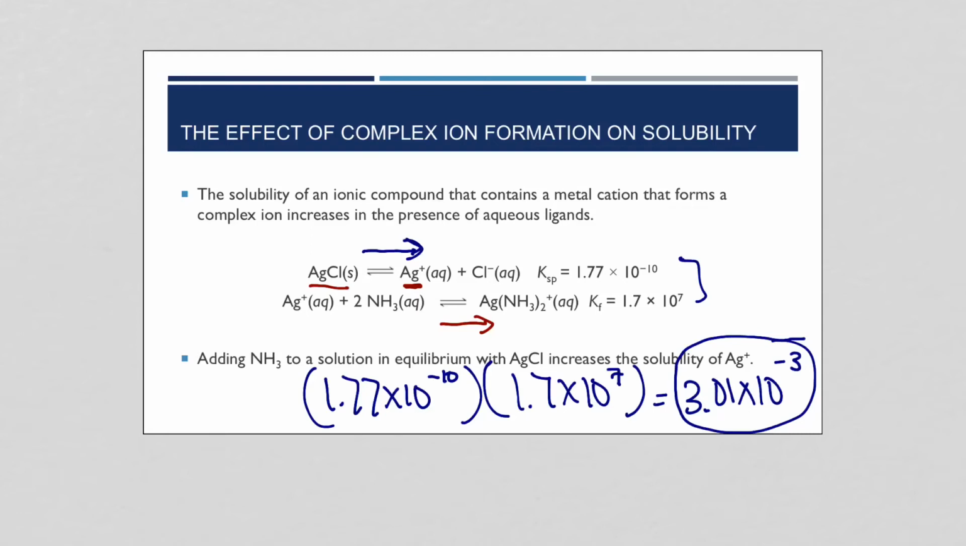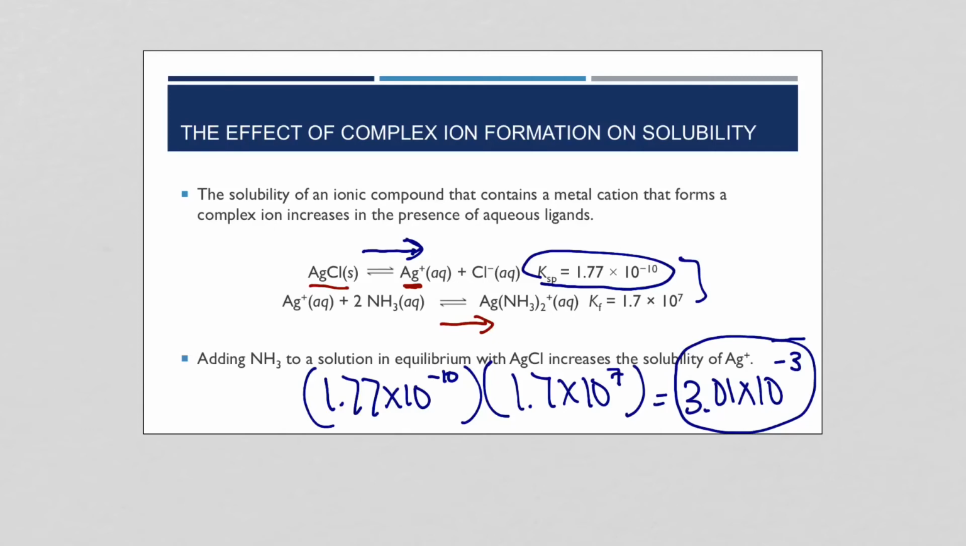So now I have an overall equilibrium that is more positive, or more product favored, if you will. It's bigger than what my original KSP value is, indicating that I'm going to pull more silver chloride into solution. So by combining a formation equilibrium with a solubility equilibrium, we've increased the solubility of these compounds.